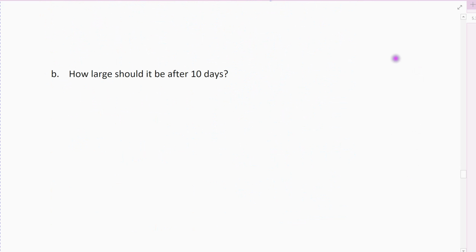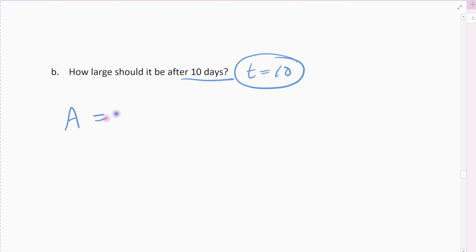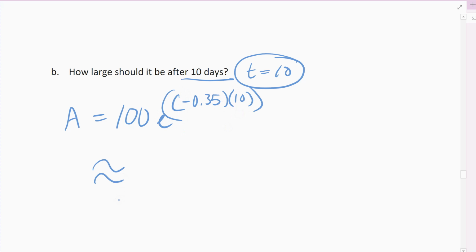The second part of this question: how large should it be after 10 days? Now we're looking for 10 days later. Same equation: 100 e raised to the negative 0.35 times 10. Again, make sure you're careful that that's all up there in the exponent. I'm going to guess this should be a pretty small number.